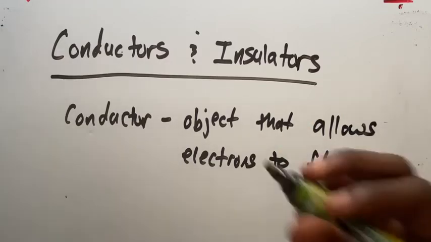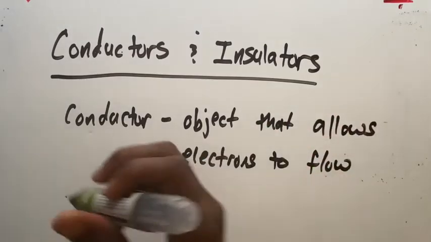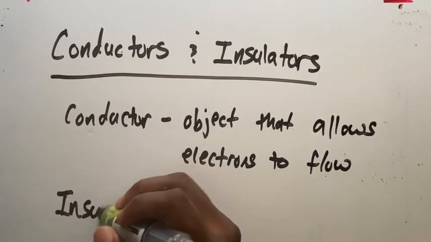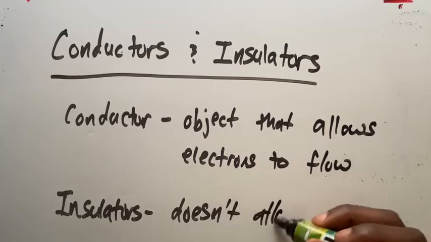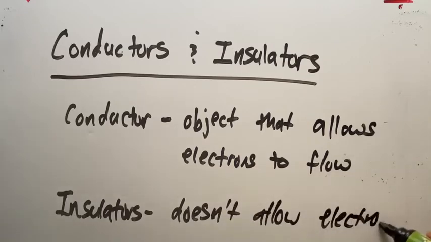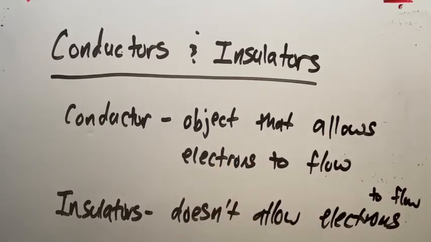And then an insulator is basically the opposite. An insulator does not allow its electrons to move freely. Doesn't allow electrons right here to flow. So insulators don't allow electrons to flow, while conductors are objects that allow electrons to flow. So what do I mean by that?